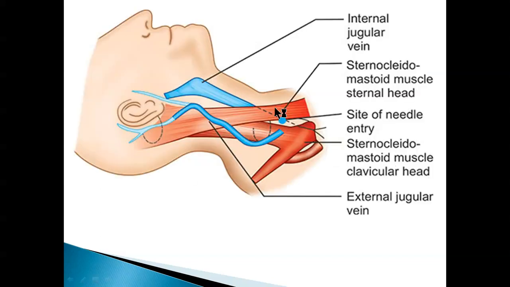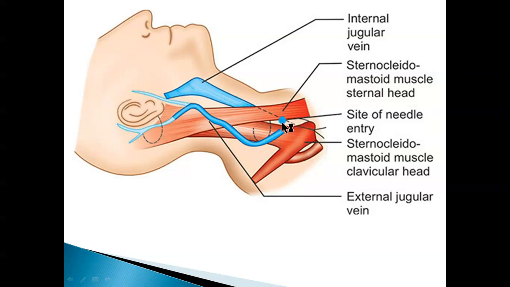So here we can see the two approaches for internal jugular central cannulation catheter placement. This one is the upper high approach, this one is the low approach. Low approach is done very frequently because you can palpate two heads of the sternocleidomastoid muscle. One is your sternal head, one is your clavicular head over here. Between those two, you can insert and go for the internal jugular vein cannulation.